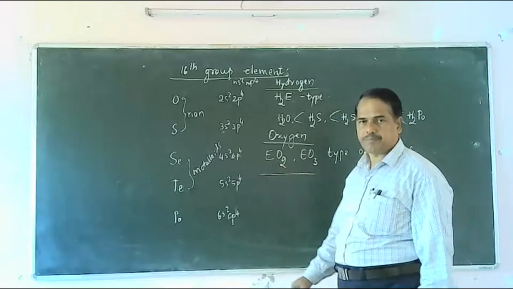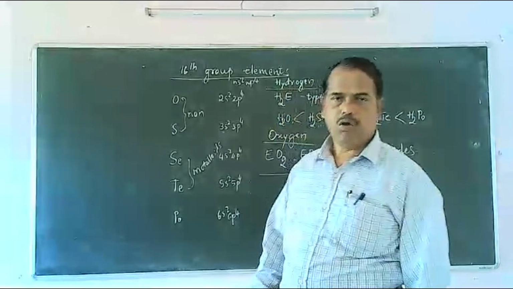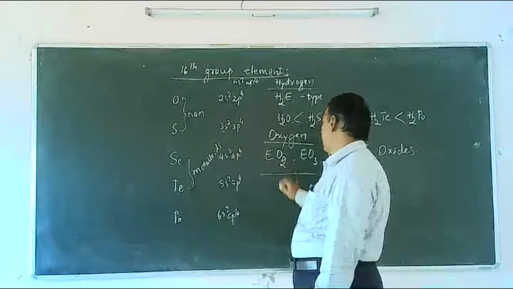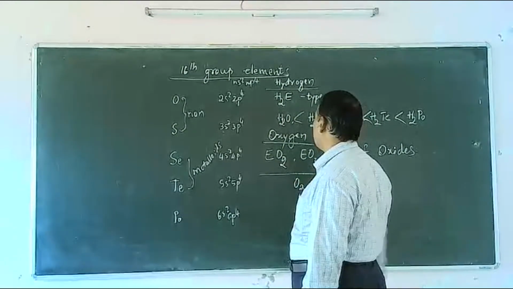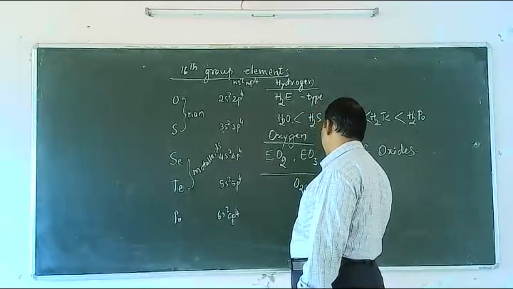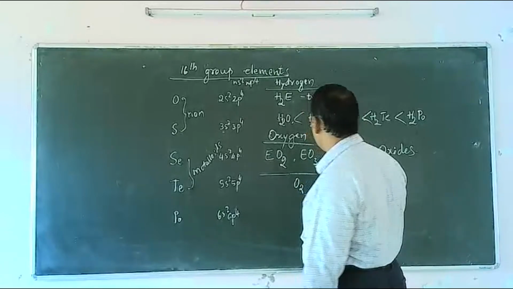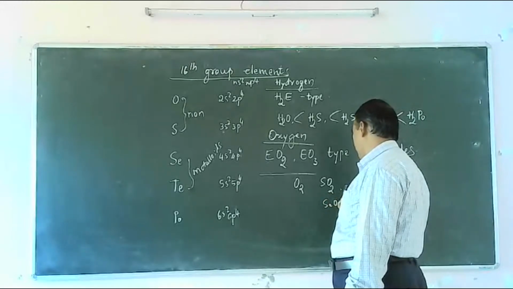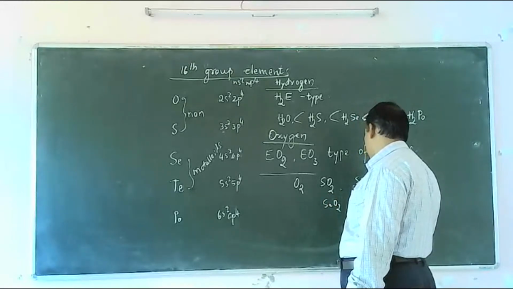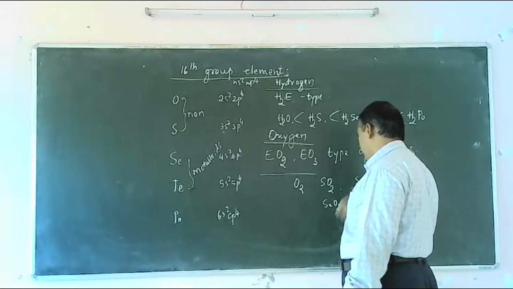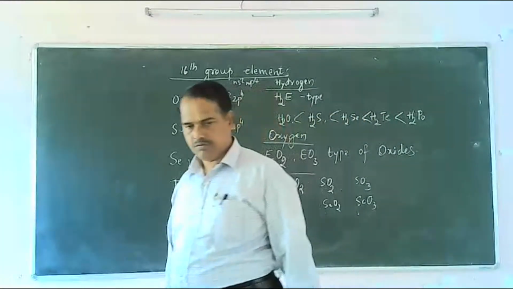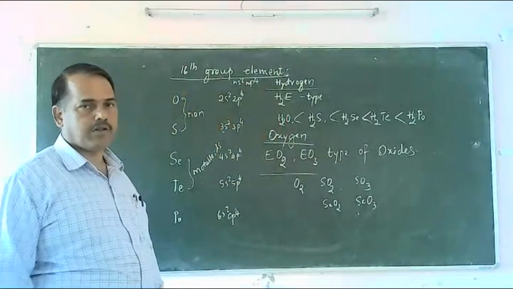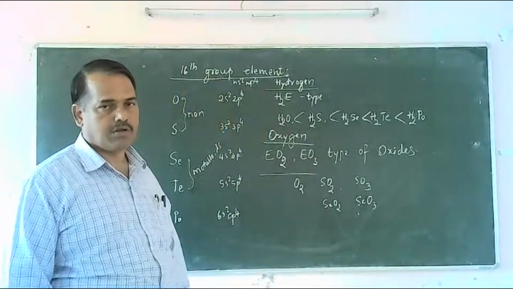Both types of oxides you can find: EO2 and EO3. See, it is nothing but oxygen, dioxygen. Then we can find sulfur dioxide, SO2, and even SO3. Then again SeO2 and SeO3. Majority of these oxides are acidic in nature. They are acidic in nature.